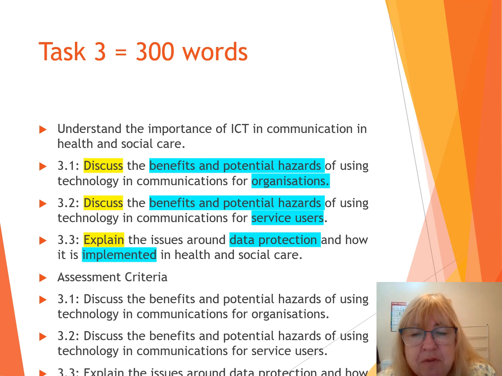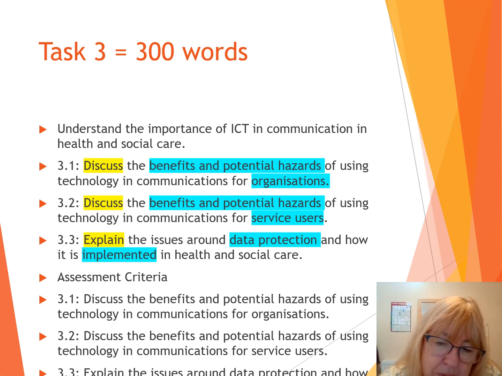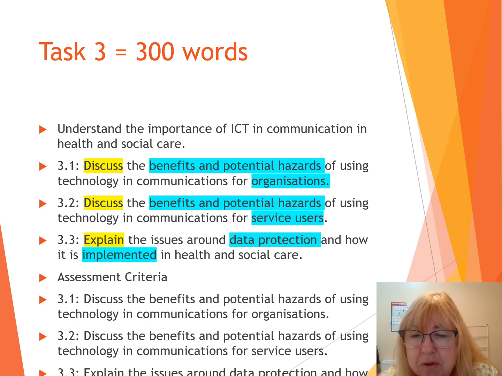And then the benefits and potential hazards for service users, such as all the care records being in one place, not having to repeat themselves to lots of different people over and over again. Okay, you get it. Potential hazards: people sharing it when they shouldn't, emails being sent to the wrong person or something, so their family get information they didn't want to have or something like that. So, be a bit creative with this. You've got 300 words.